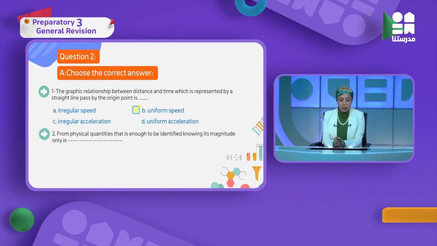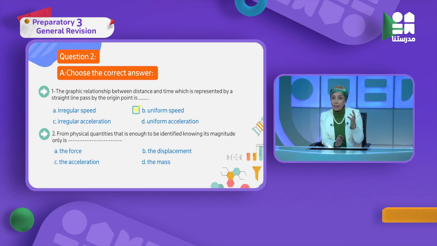From the physical quantities, which one is enough to be identified by knowing its magnitude only? Which ones do we know by magnitude only? Of course, in the answer you note that magnitude only means scalar. So you are going to choose from those. Which of them is scalar? Is it force, displacement, acceleration or mass? Of course the answer is mass.